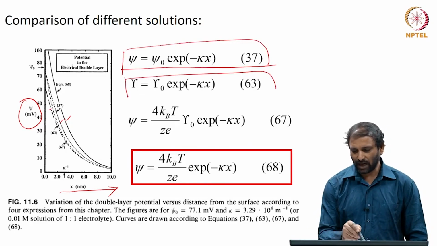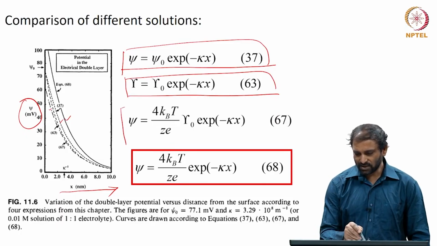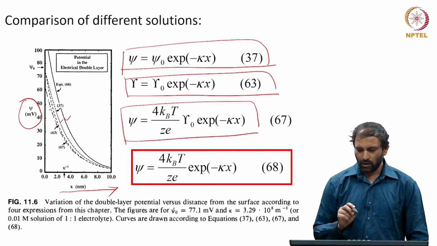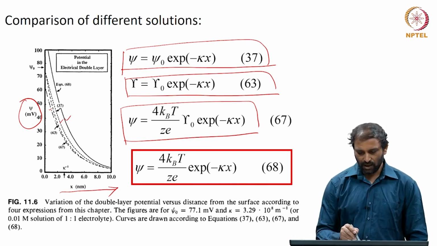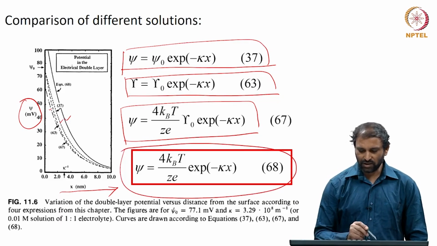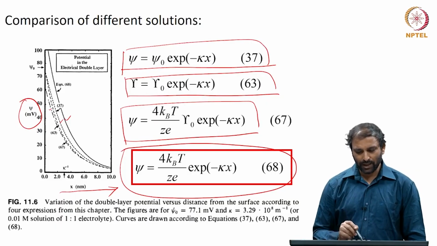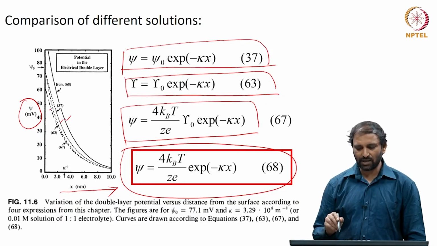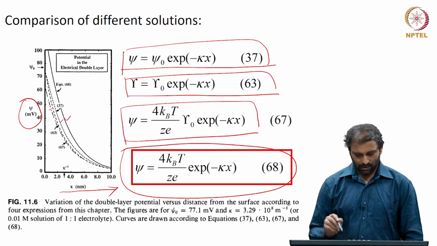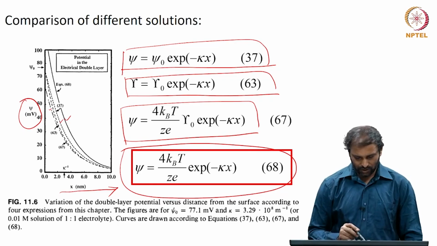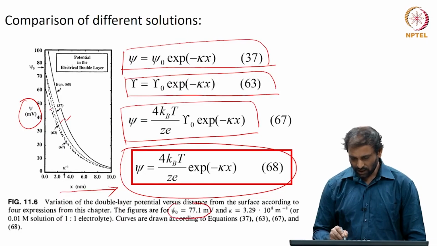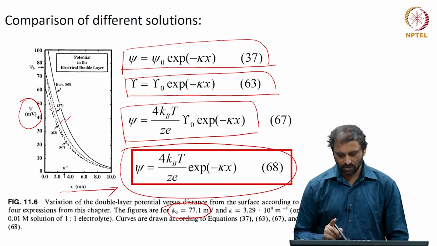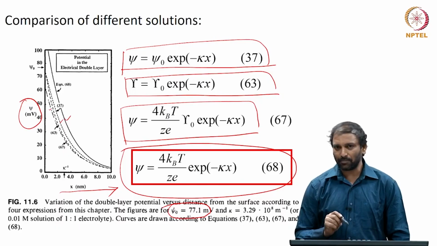That is the Gouy Chapman theory, and this is for the case where the potential has fallen to a low value regardless of the initial potential, and the initial potential being very high. So, if you look at the solution that is plotted for a specific case, psi naught is 77.1 millivolts. This is a significant potential.